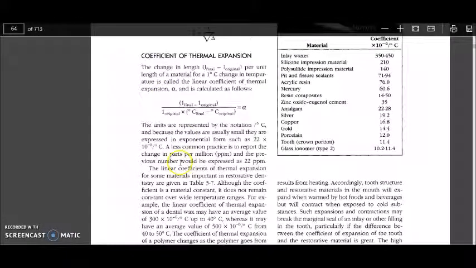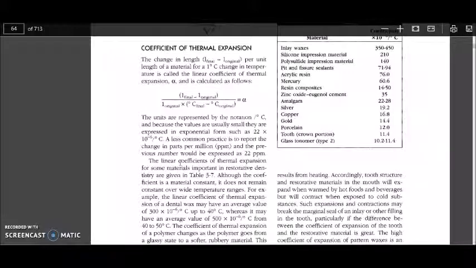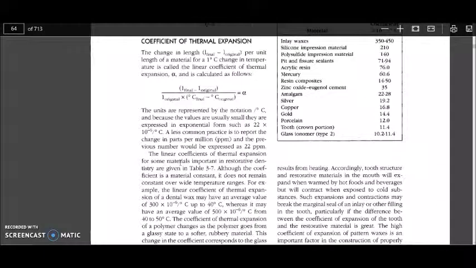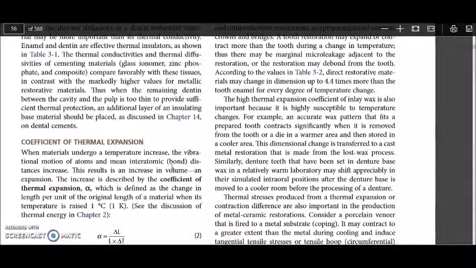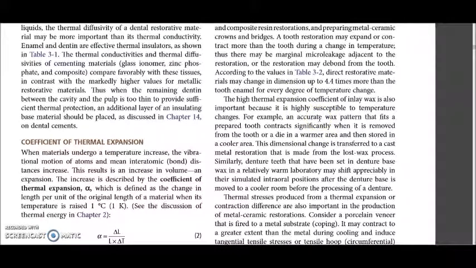Now let's see what kind of example Craig's Research of dental materials has given. The coefficient of thermal expansion of dental waxes may range between 300 to 500 times 10 raised to power minus 6. Okay, there's another example of coefficient of thermal expansion. For example, an accurate wax pattern that fits a prepared tooth contracts significantly when it is removed from the tooth or a die in a warmer area and then stored in a cooler place. This dimensional change is transferred to a cast metal restoration that is made from the lost wax technique.